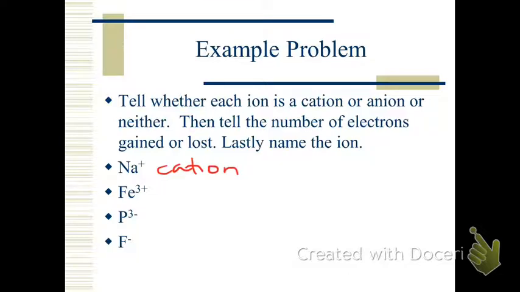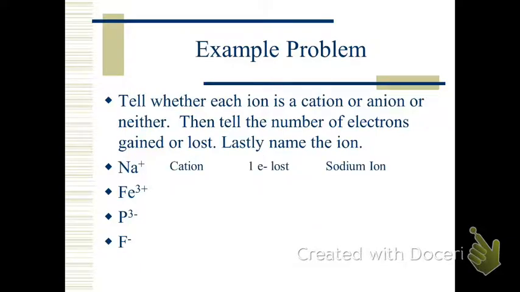Number of electrons gained or lost. Since it has a positive sign, it has to have lost, so we'll say lose 1 electron. And then the last thing we need to do is name it. So it's going to just be named sodium ion.